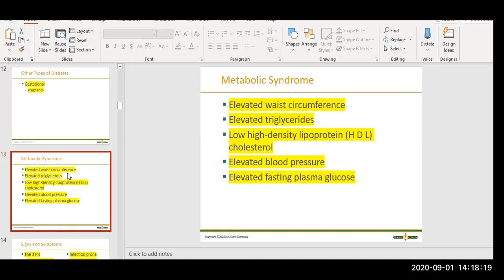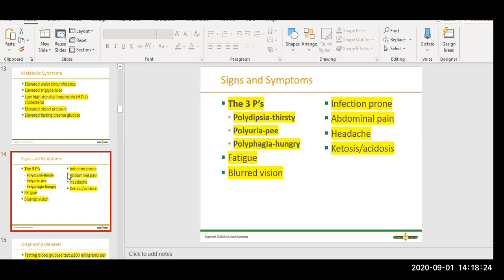They're at risk just coming out of the gate, okay? Now, let's talk about signs and symptoms, and this is in regard to type 2, okay?